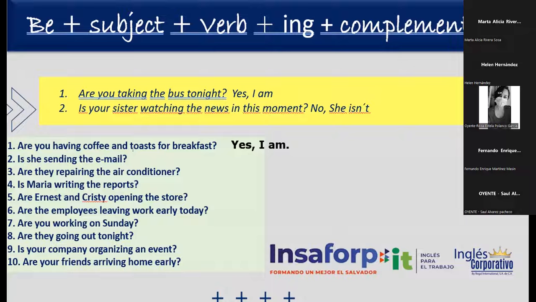Is la segunda, ¿verdad? Exactly. Question. Is she sending the email? Who are you asking to? Your classmate? What classmate? Marta Alicia. Okay. No, she isn't. All right.